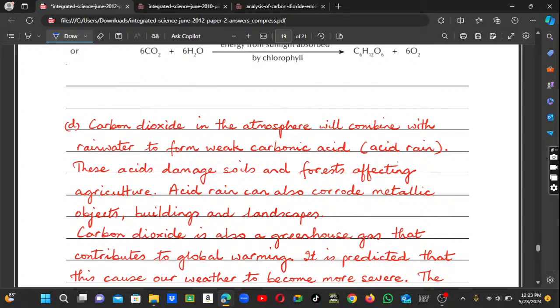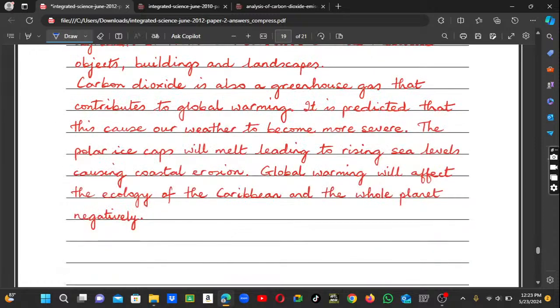Therefore, we know that carbon dioxide is also a greenhouse gas that contributes to global warming. And it can be predicted that this would cause weather to become more severe. So carbon dioxide would cause weather to be more severe, to be more bad in the sense.